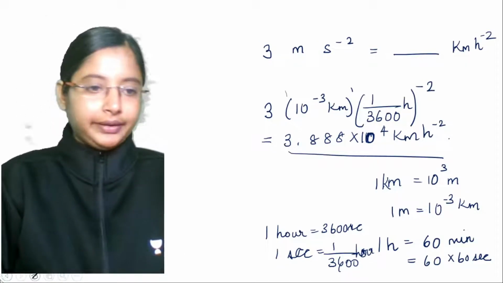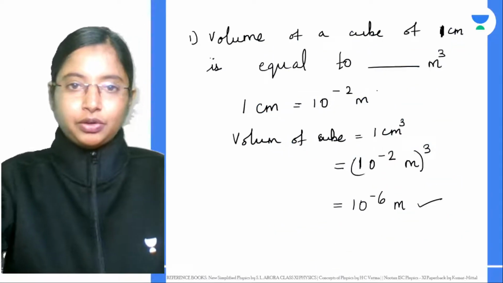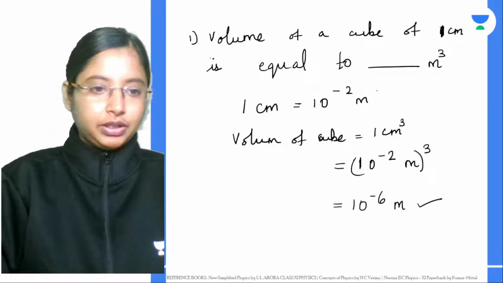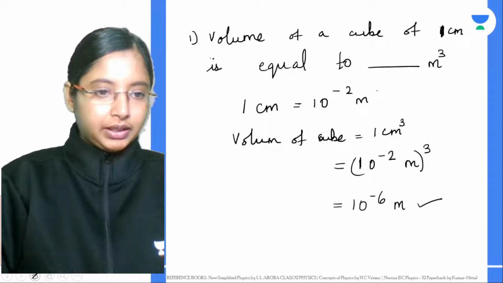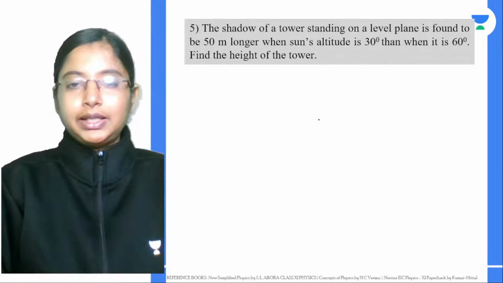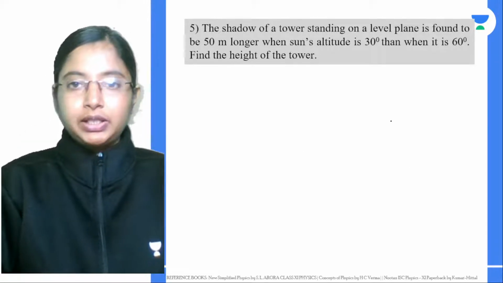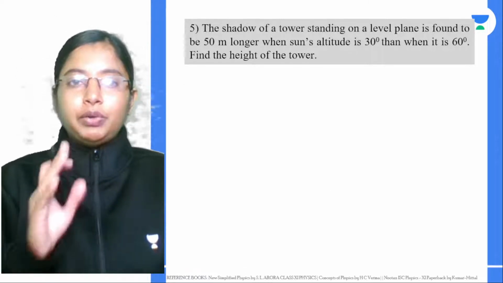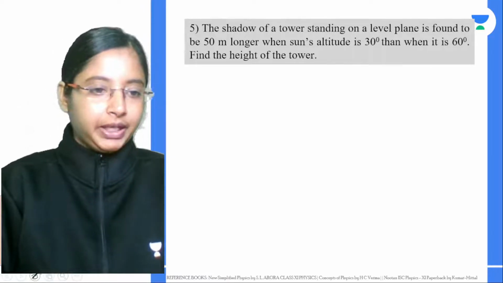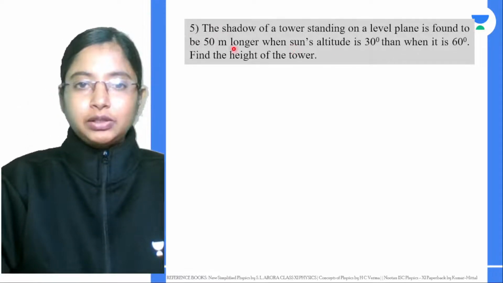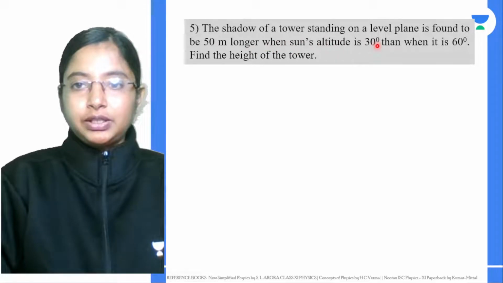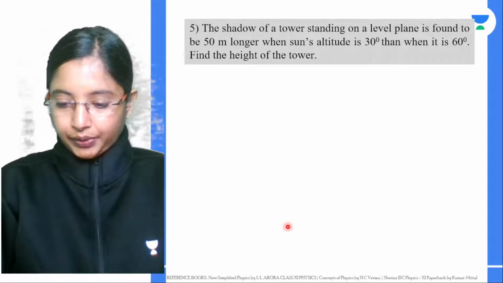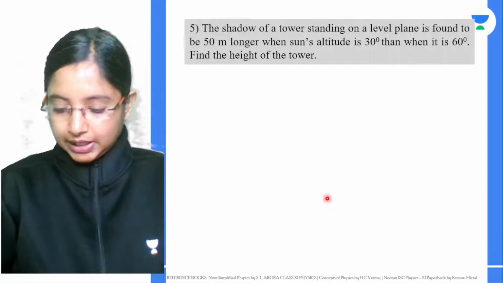Okay, right. Now let's do some questions based on the unit of length. When we are learning about length, we learn certain measurements, right? What are the different measurements in length? Let's do some questions based on the same. Now, the shadow of a tower standing on a level plane is found to be 50 meters longer when the sun's altitude is 30 degrees than when it is 60 degrees. Find the height of the tower. If you know what formula to use to get this, you can tell me in the chat box.